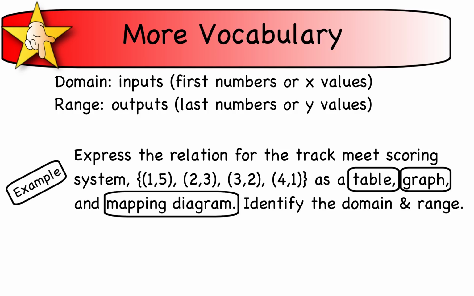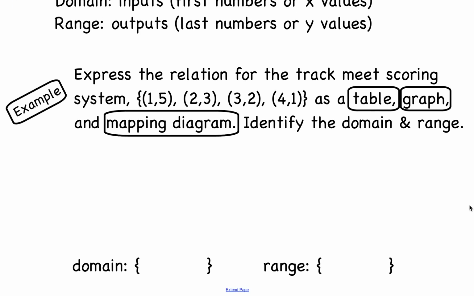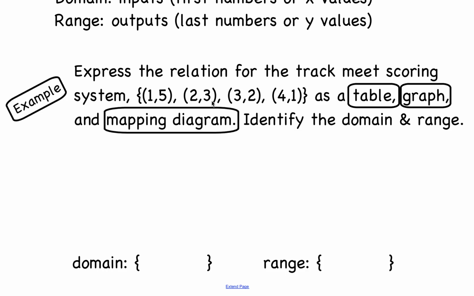So let's look at an example. This example says, express the relation for the track meet scoring system, and here's a set of data. They want us to express that as a table, a graph, and a mapping diagram, and then we want to identify the domain and the range. Well, we said that the domain is the first numbers and the range is the second numbers, the y values. So let's set that up as a table to start with.